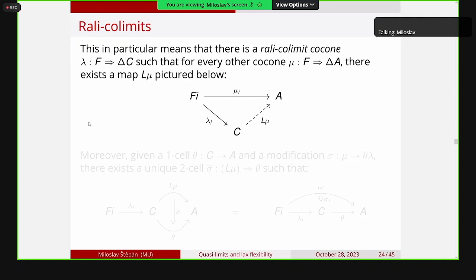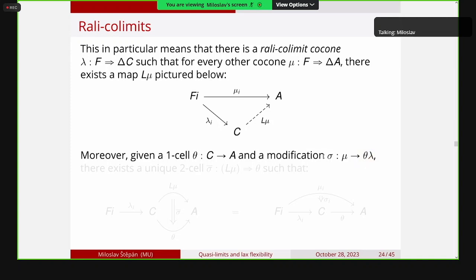So this is in particular a weak colimit, like in the classical one-category theory sense, where we get this comparison, but it doesn't have to be unique. So that's the one-dimensional aspect of it. And the two-dimensional aspect says roughly the following. If you have a one-cell, any one-cell whatsoever from C to A, and a modification from gamma to this colimit cocone composed with this theta.